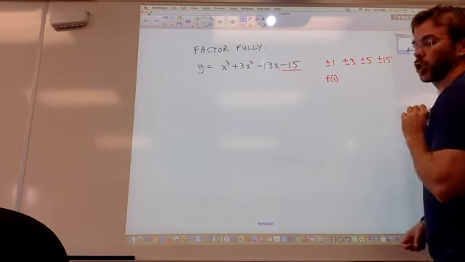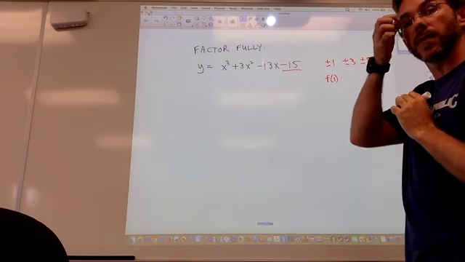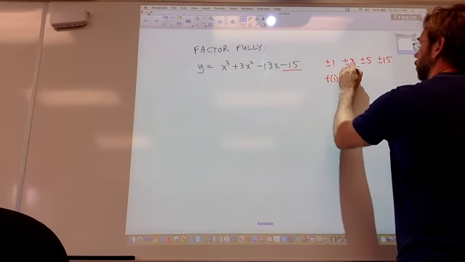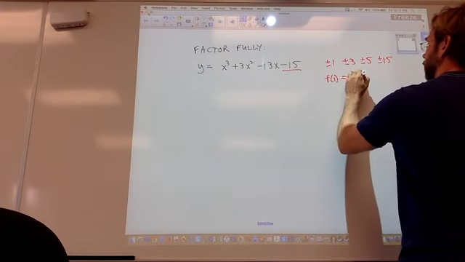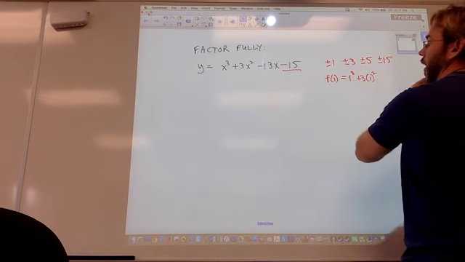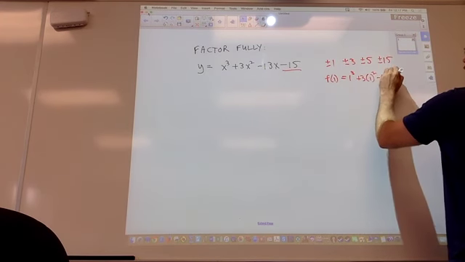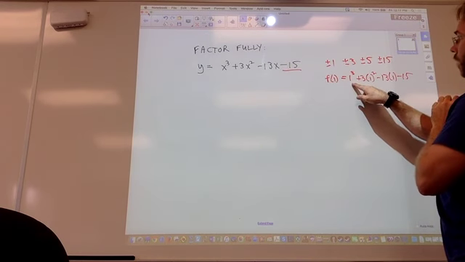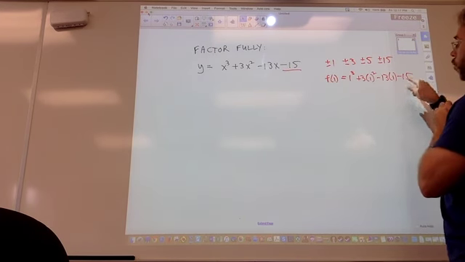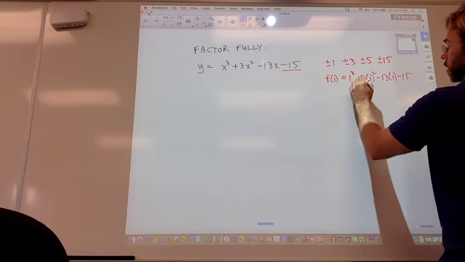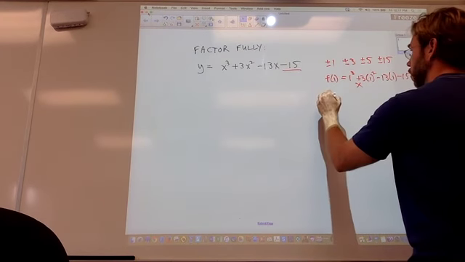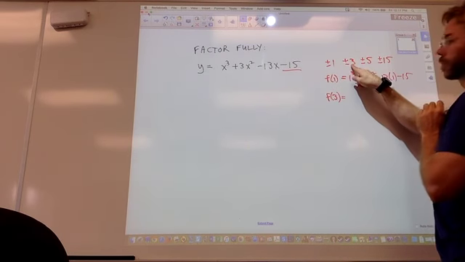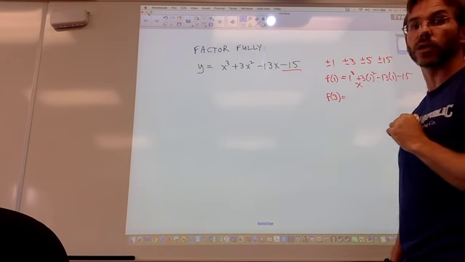So function notation, remember f of 1 is exactly the same as y. f of 1 is equal to 1 cubed plus 3 times 1 squared minus 13 times 1 minus 15. I can see right away I'm going to have a small positive number take away 28, so this does not work. I go test another value. I'm going to use f of 3. And remember, you might have to use the negative numbers as well.